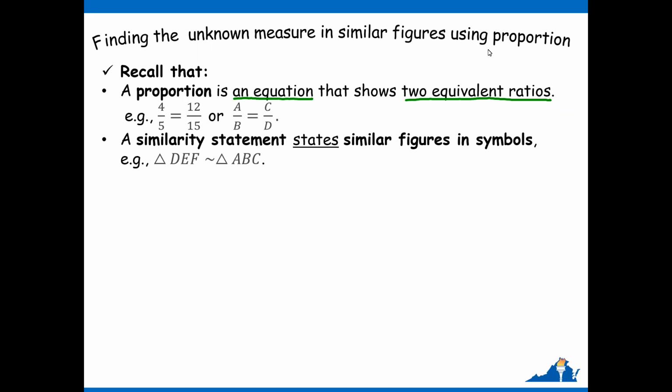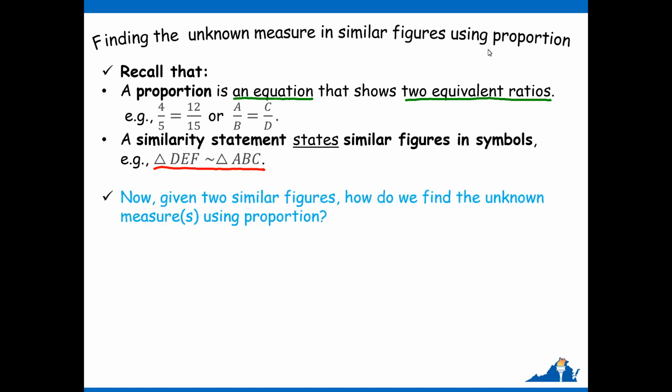A similarity statement states similar figures in symbols, e.g. triangle DEF is similar to triangle ABC. Written as it is, that is a similarity statement. Now, given two similar figures, how do we find the unknown measure or measures? Using proportion. That's the question to answer.